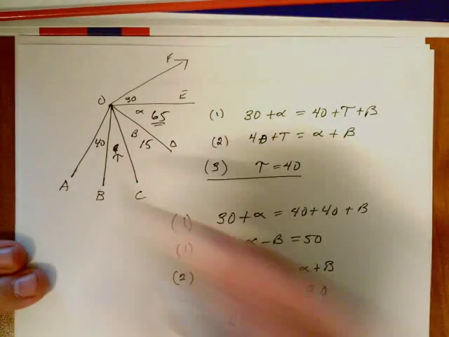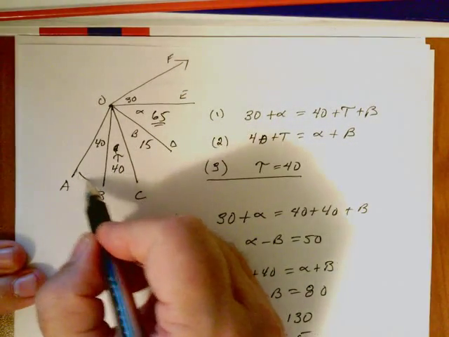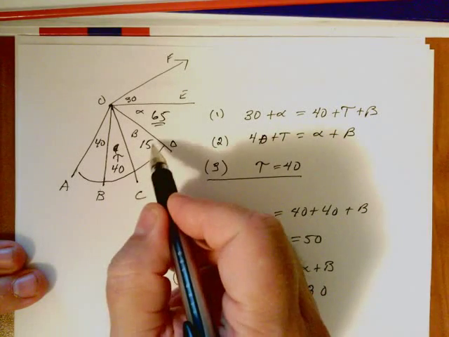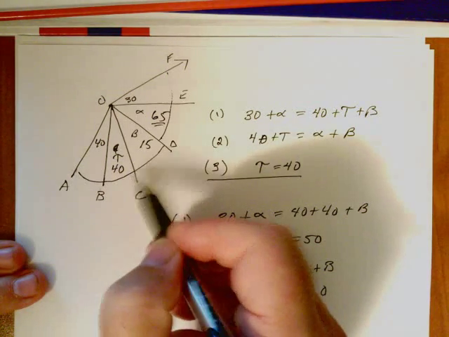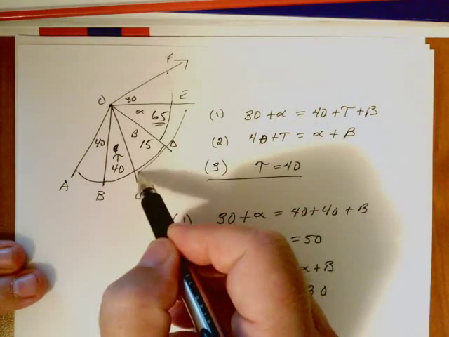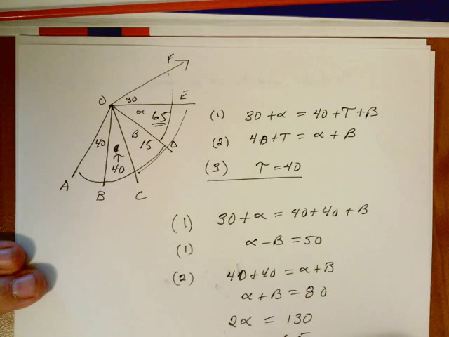And now we're going to go back and make sure all of our statements are true. These three together is 95. That's equal to 95. These two together are 80. These two together are 80. I'm happy with all of my answers. Alpha 65, beta is equal to 15, and of course they already told me tau is 40.